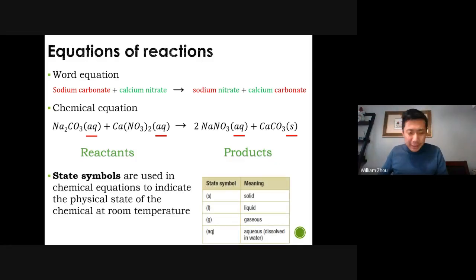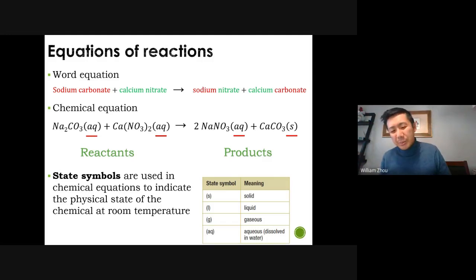So these are the state symbols. S for solid. Y'all know what a solid is. My desk is a solid. Your face is a solid. A liquid is like water, or alcohol. So that's L. Gas, that's very intuitive. The air that you're breathing is a gas, so bracket G.